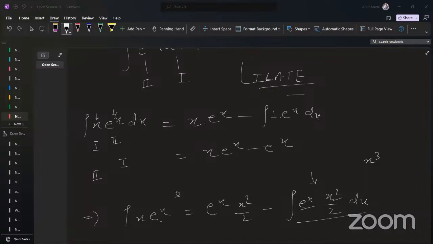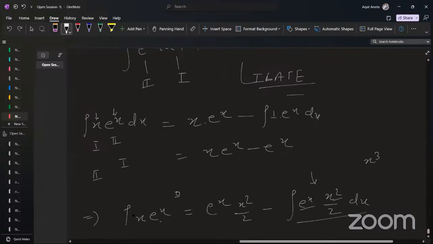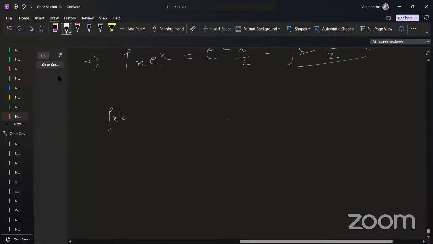Okay. So evaluate this question. x log x. This log x is nothing but ln x, okay? x ln x. Just solve this.